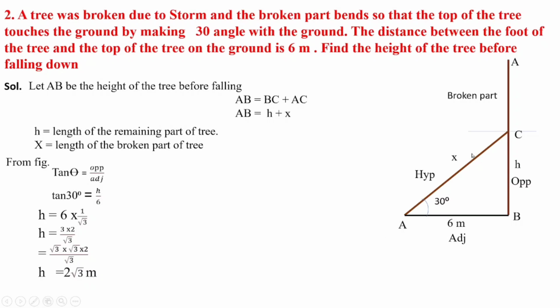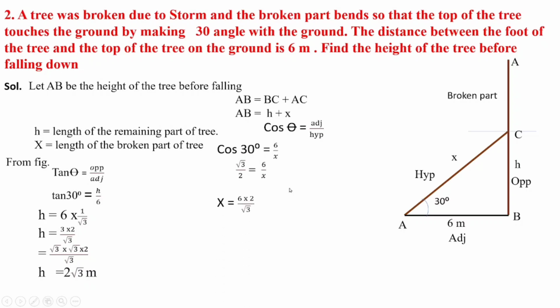Now I need to find the value of X. X is the hypotenuse and I know the value of the adjacent side. So which trigonometric ratio should I take? I will take cos theta. Cos theta is adjacent divided by hypotenuse. Again theta is 30 degrees, the adjacent side is 6 meters and the hypotenuse is X. Now I'll substitute the values. What is the value of cos 30? It is root 3 by 2. This 6 divided by X is as it is.